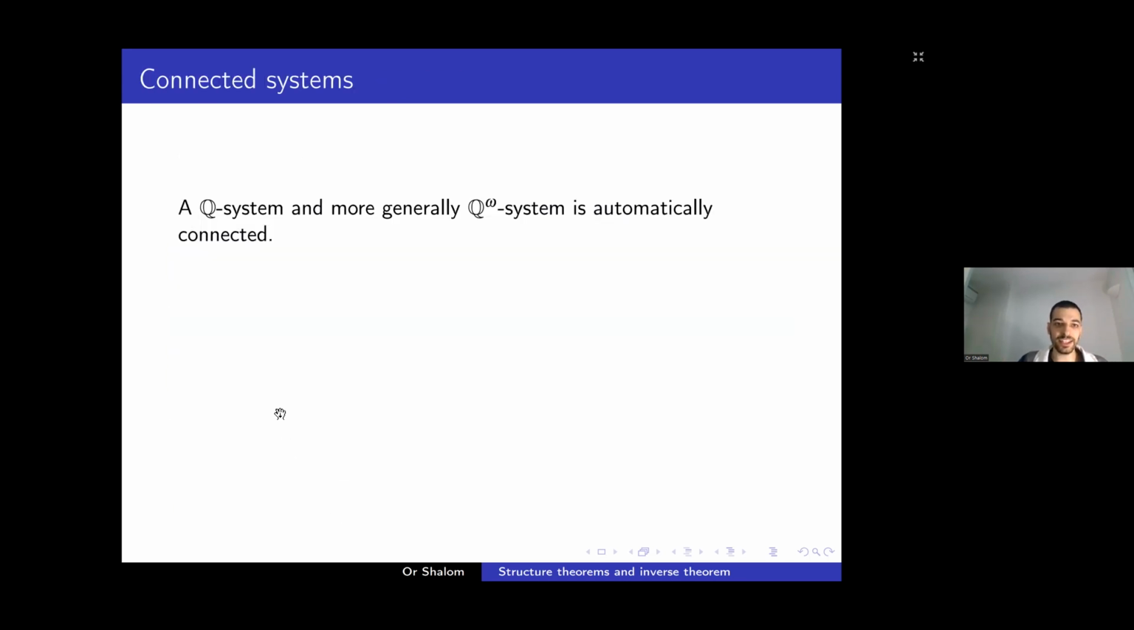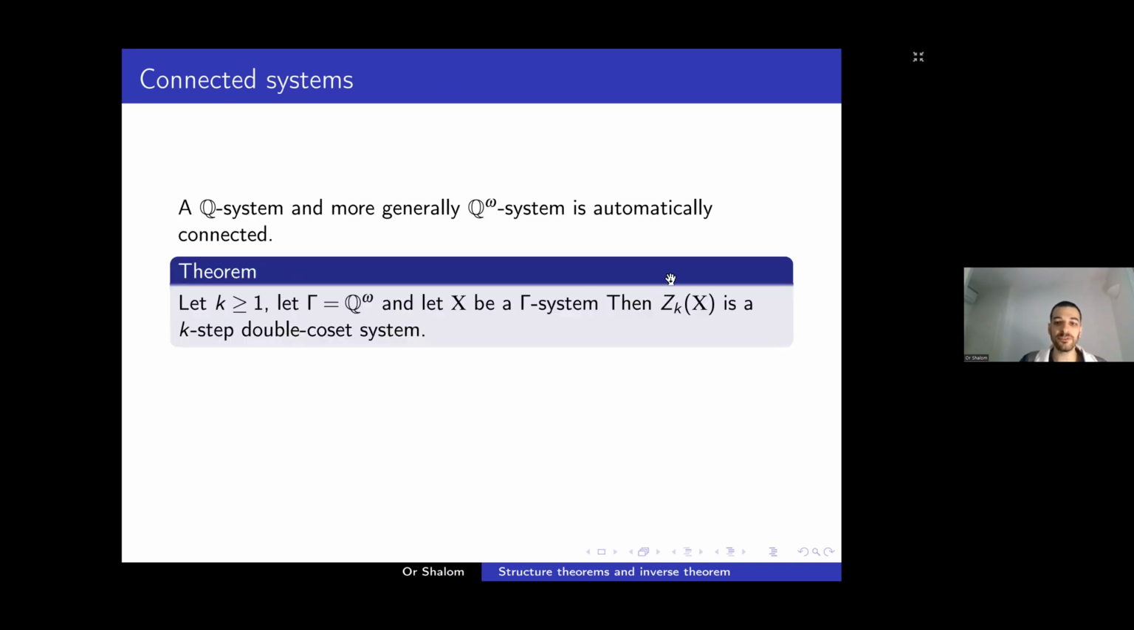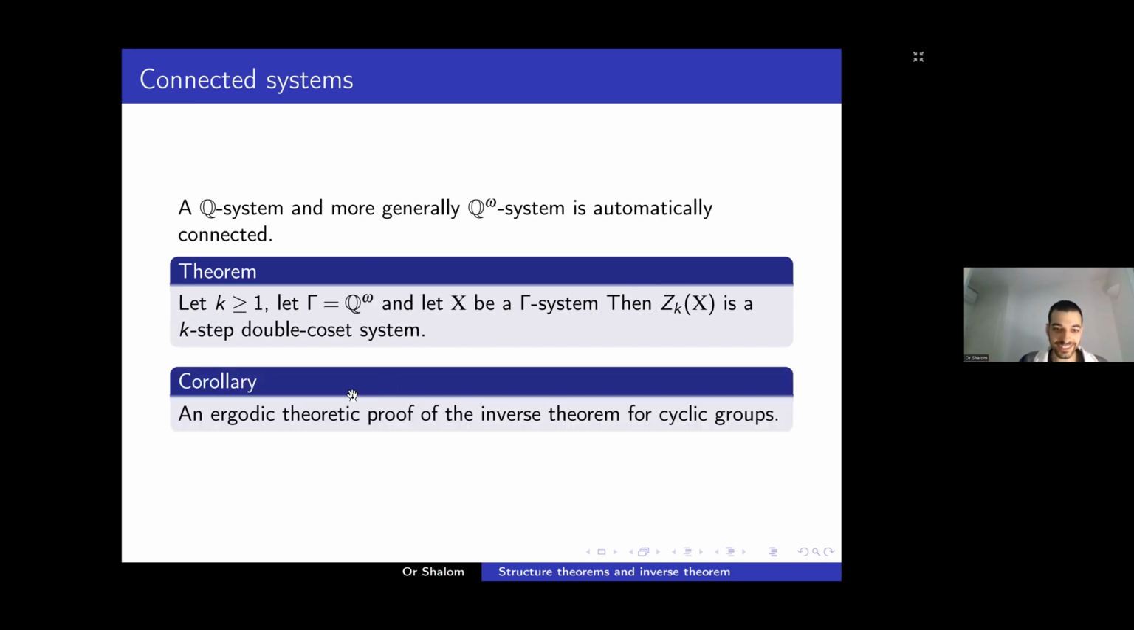Another case which we did is the case of connected systems. Again, another technical assumption, which is automatic if you have a Q system or a Q omega system. And again, we proved that for these systems, you have the double coset structure. And from this, we gave an ergodic theoretical proof for the inverse theorem for cyclic groups. So it's quite interesting that we actually show that the right infinite version of Z mod NZ is not Z, but Q to the omega. This is the one which gives us an ergodic theoretical proof for the inverse theorem in the finitary settings.